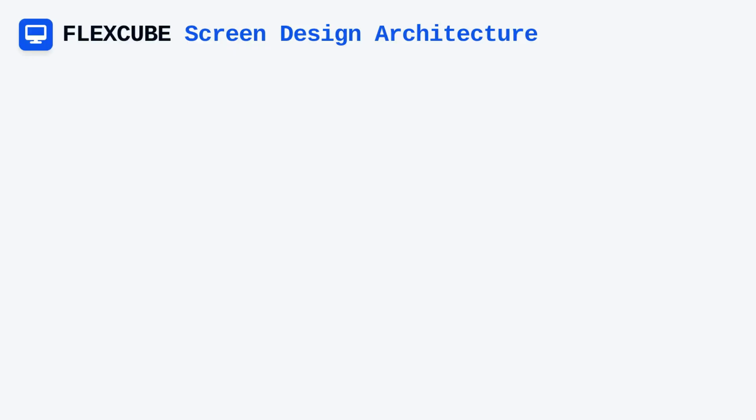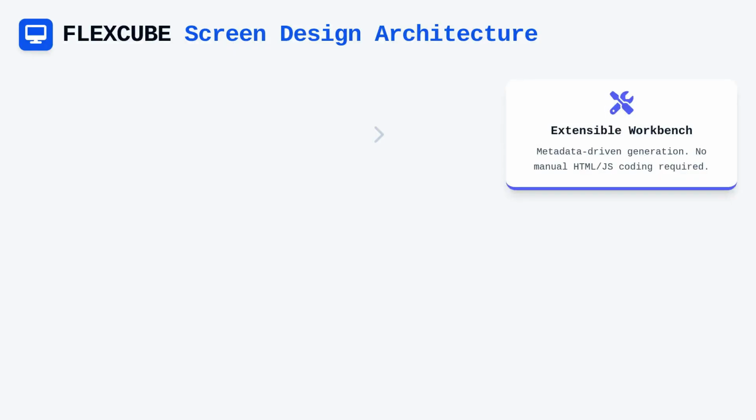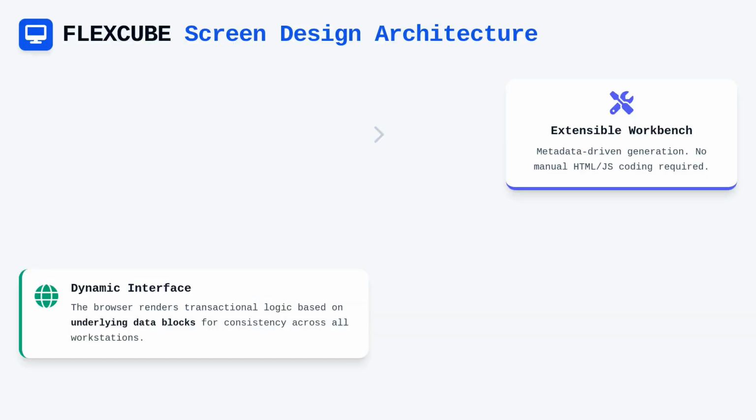The architecture relies on an extensible development workbench, which serves as the primary tool for metadata-driven screen generation. By using this workbench, developers define the interface layout, including the positioning of input fields, buttons, and layout containers, without manually writing extensive HTML or JavaScript. It is crucial to understand that these screens are essentially dynamic representations of underlying data blocks. A screen is only as effective as the data model it represents.